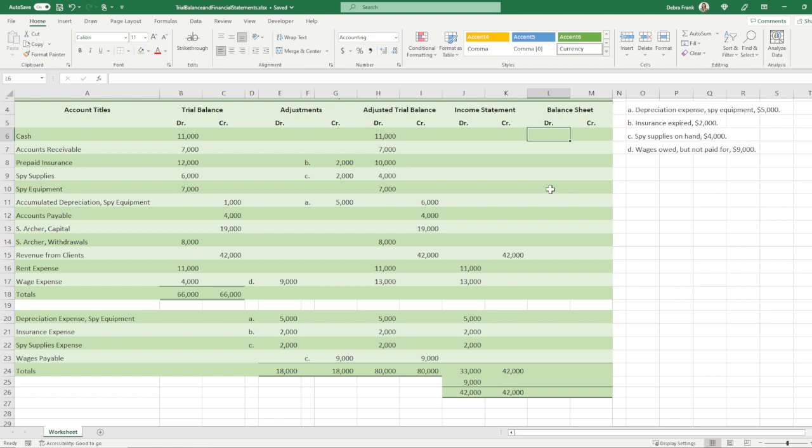Okay, so we have a cash of 11,000. Nothing happened to that, so that balance just carries over. And we see the adjusted trial balance was 10,000 now, so we'll bring that over. We have 4,000, we have 7,000, and then 6, 4, 19. All right, cool. We didn't need to do much with that.